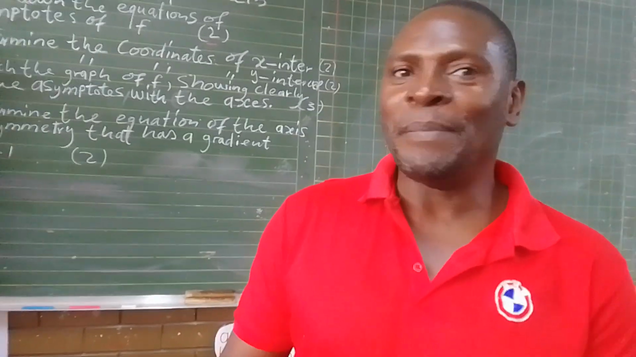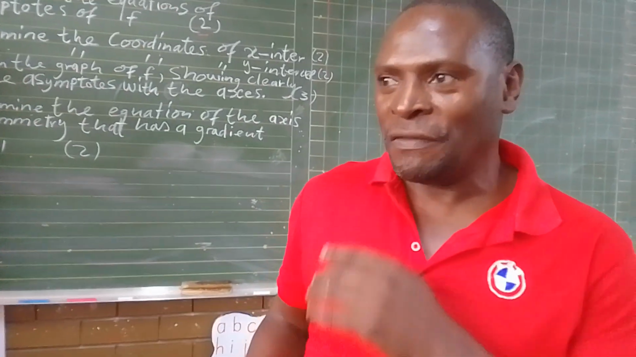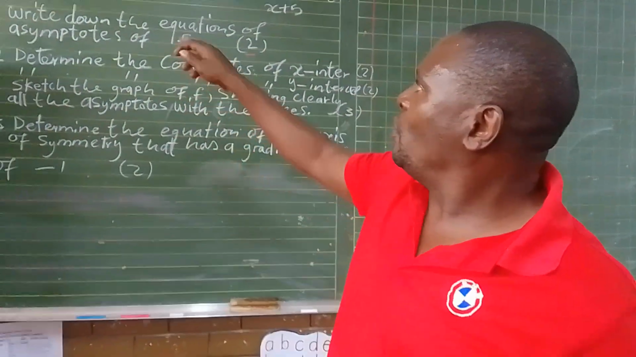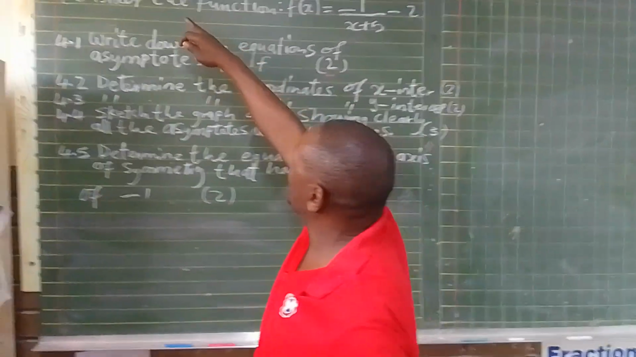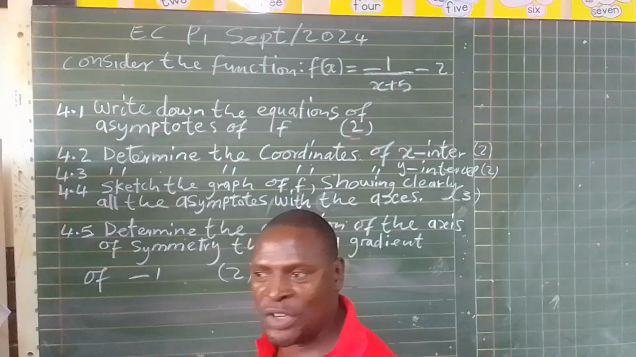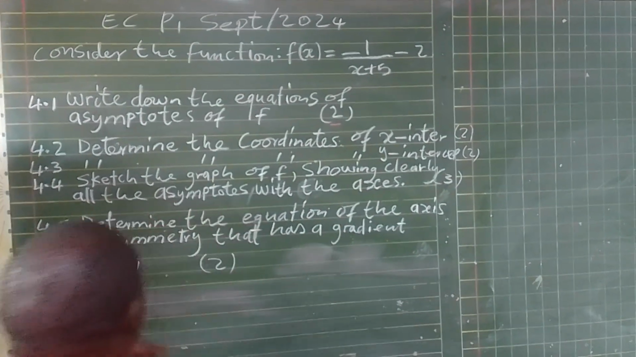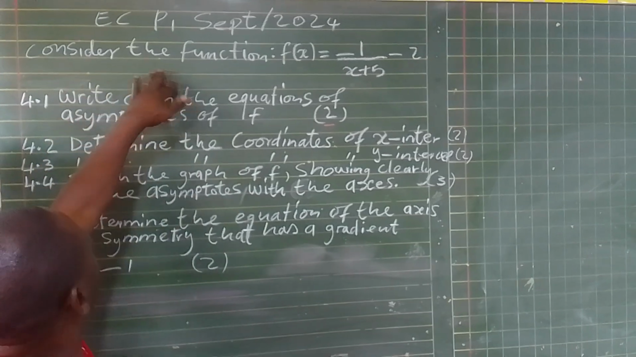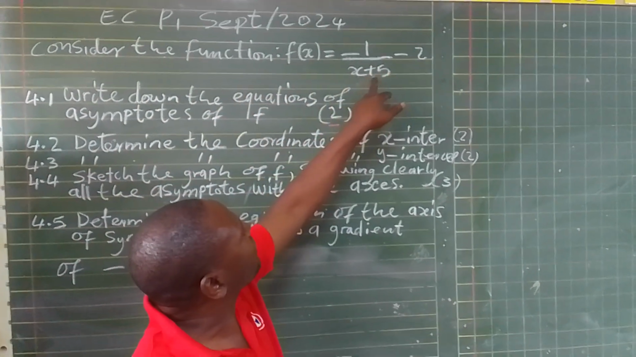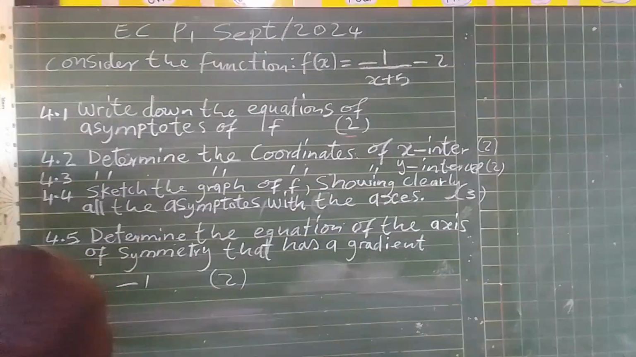Now we are doing paper 1 mathematics in preparation for the forthcoming examination. We are preparing by using the Eastern Cape Paper 1 September 2024. It is a trial paper which was written September this year. So it goes like, consider the function f of x equals minus 1 over x plus 5 minus 2.